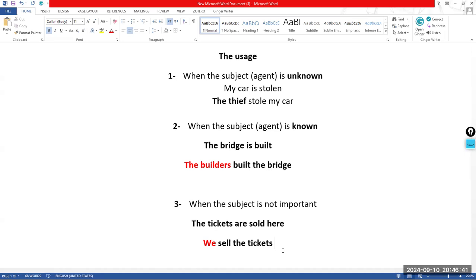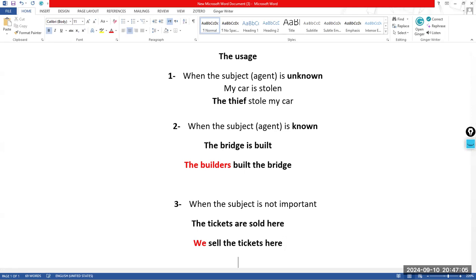I only care about the tickets, and because the subject is not important to be mentioned, I don't have to use it. So I have to say the tickets are sold here. I think it's more important to say the tickets are sold here than we sell the tickets here. So please be careful.